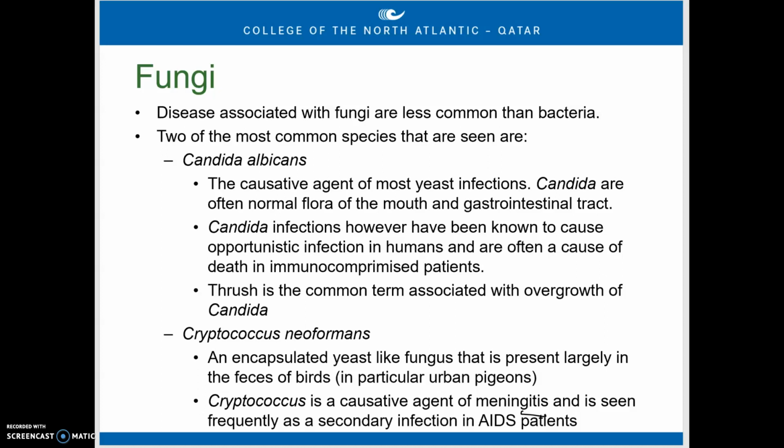So this Cryptococcus infection, meningitis, will be seen as a secondary infection in an AIDS patient, for example, because AIDS patients have very compromised immune systems. This can become opportunistic and cause meningitis, and it can often be deadly for people who are fighting AIDS.